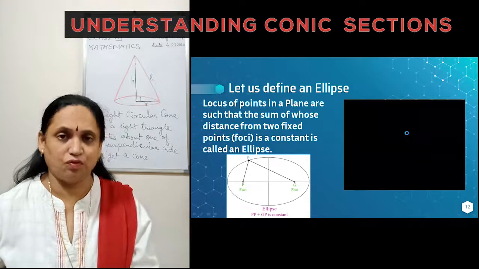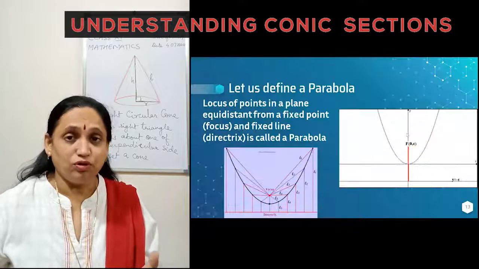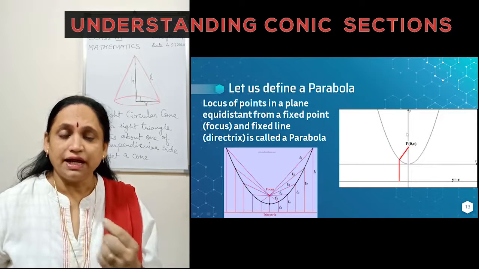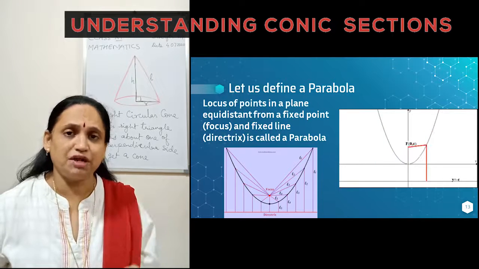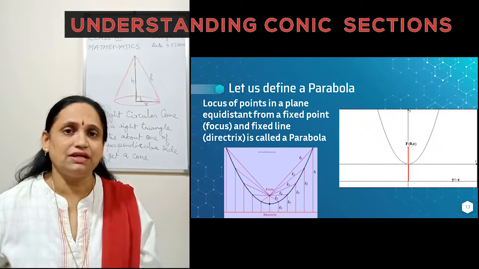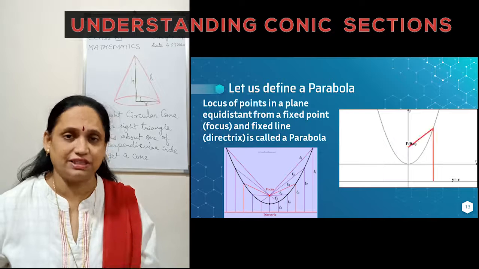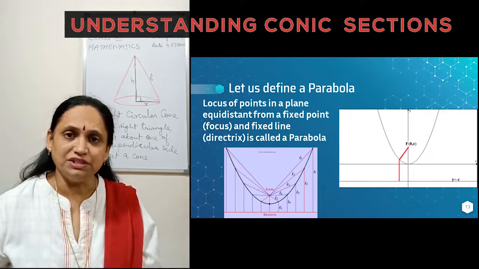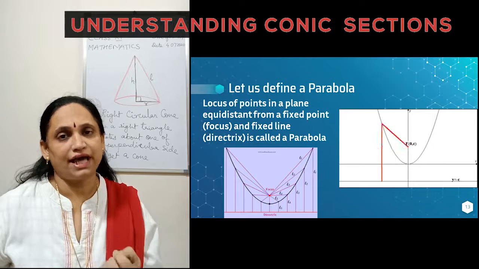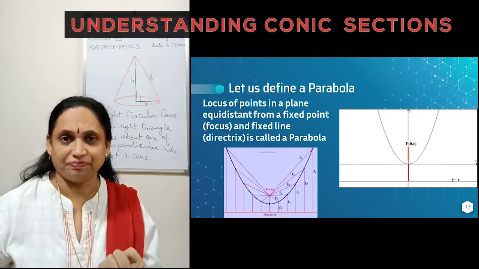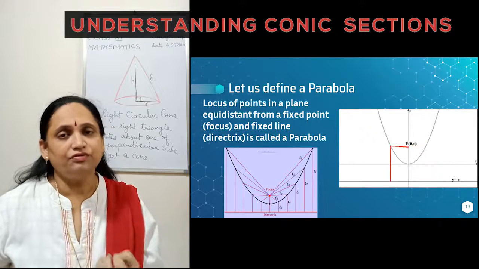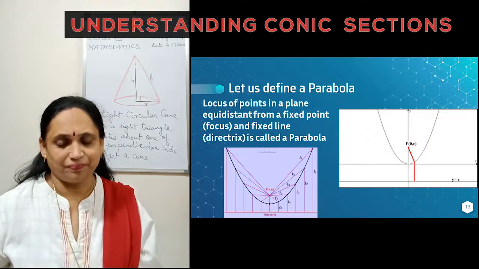The next figure now. It's a parabola. You can see an animated image in which you see that the points on this shape, the parabola, are at equal distance from a fixed point and a fixed line. This fixed point is called the focus and the fixed line is called the directrix. And what we get, the shape, is an open curve which is called a parabola.